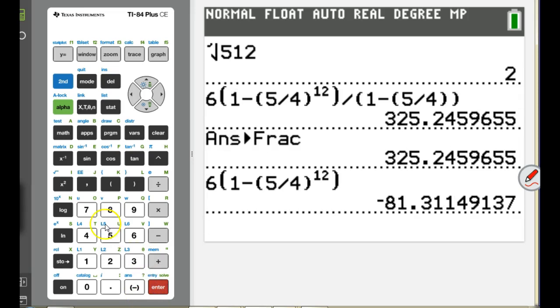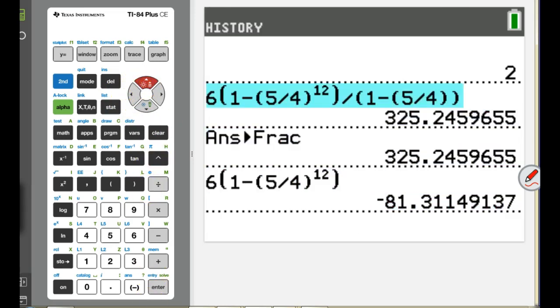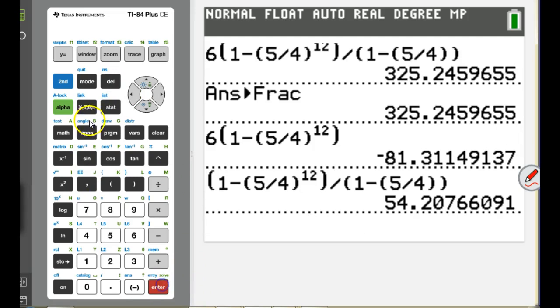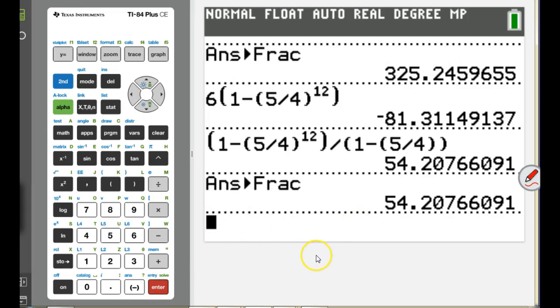The top comes, ooh, that's not nice. All right. What if I get rid of the 6? Will that change to a fraction? I don't think it will. It's going to be really crazy decimal. That won't change back either.